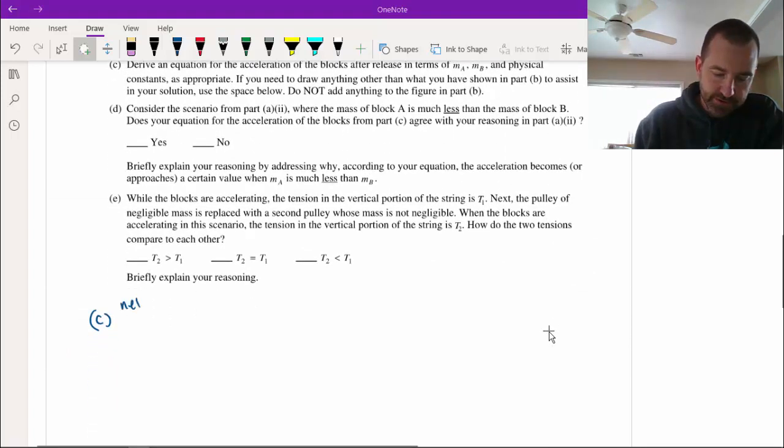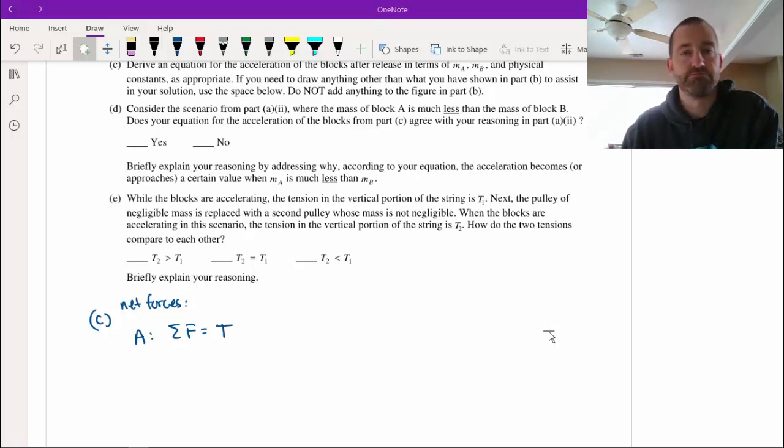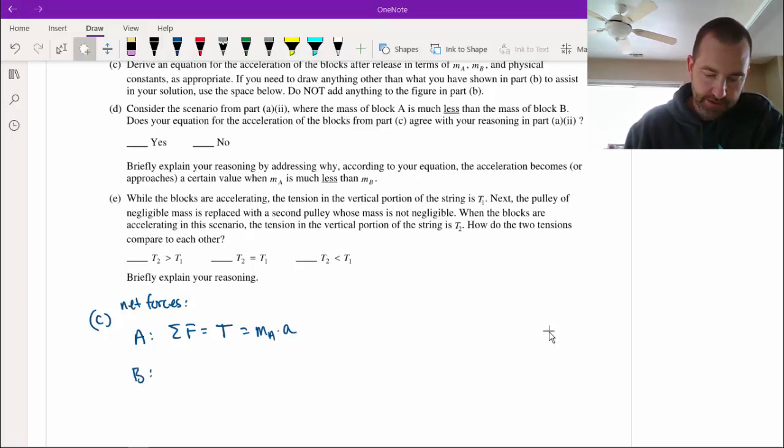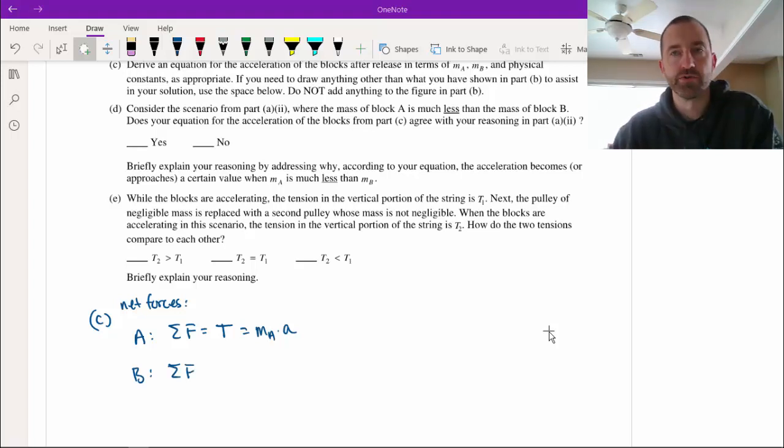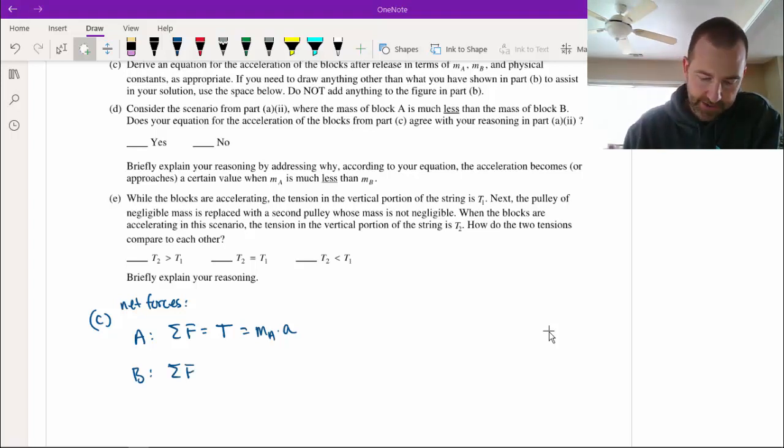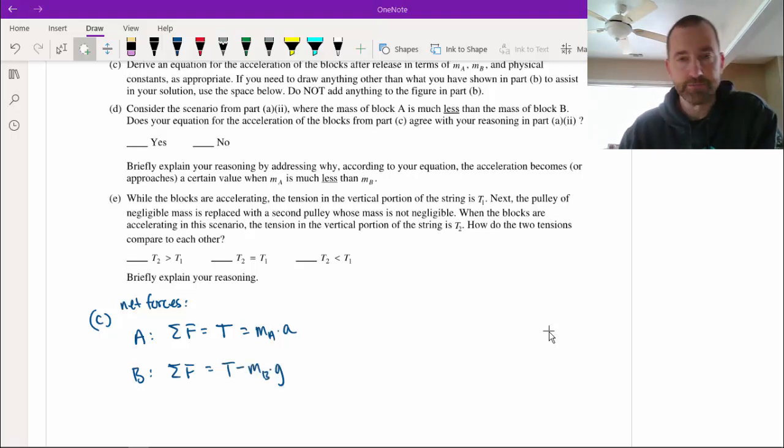But in terms of net forces, if we want to take a look at each block individually, block A has a net force acting on it in the direction of motion, which would just be the tension. Nothing else, just the tension. And then that would equal mass times acceleration for that block, which would be m_A times the acceleration, lowercase a. And for block B, the net force that's controlling motion would be in the vertical direction. And in that case, we would have tension minus m_B times g.